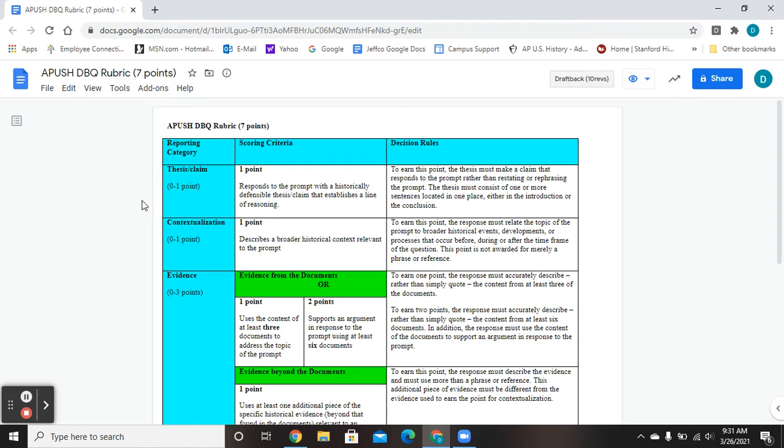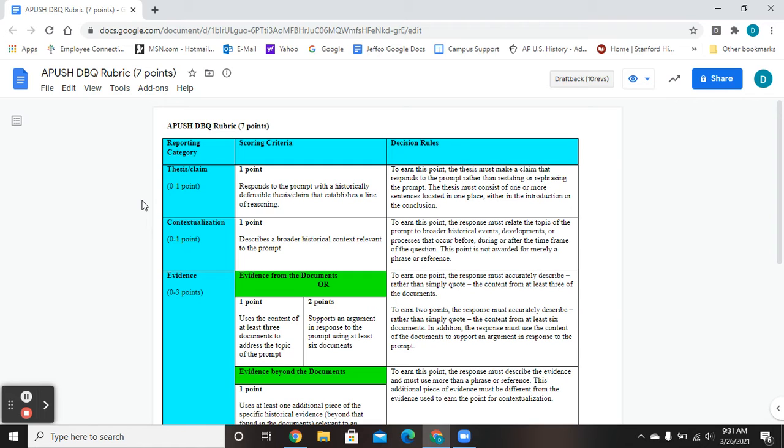You get 1 point for contextualization, where you're just setting the stage of what the prompt is about, right? You're giving background information. You're giving the larger view of what's happening that's impacting that moment. Again, a good rule of thumb is that the context is either in the opening or in the second paragraph of the essay. It can be at the end.